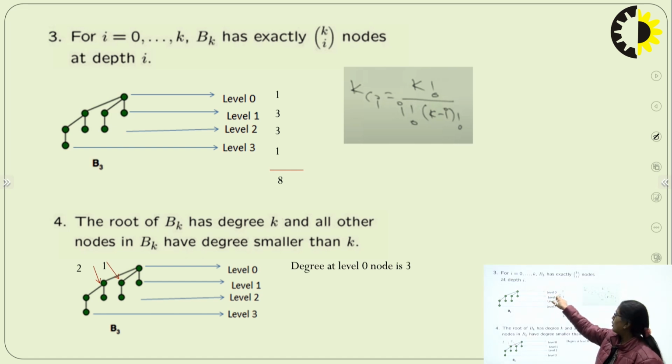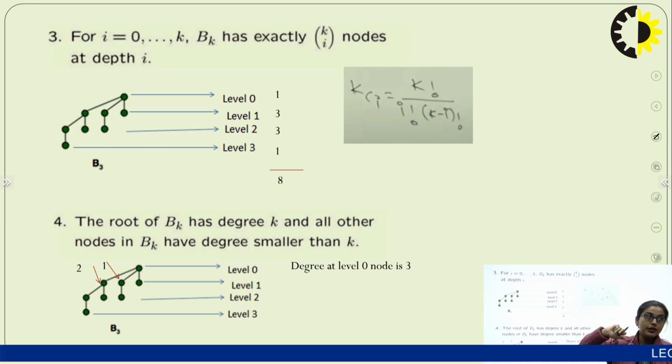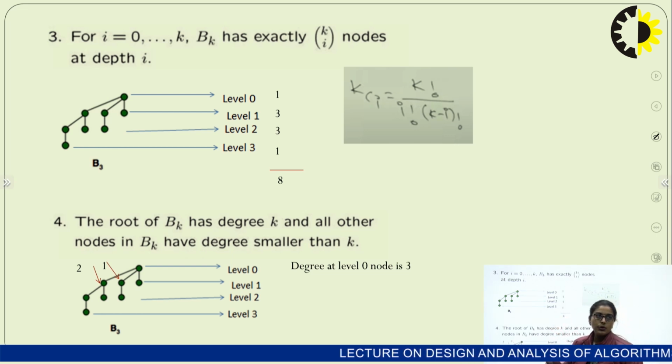At level 0, we have only one node. At level 1, we have exactly 3 nodes, at level 2 exactly 3 nodes, and level 3 has 1 node. If we add all the nodes, as we know from property number 1, every Bk has 2 to the power k nodes, which is equal to 8.